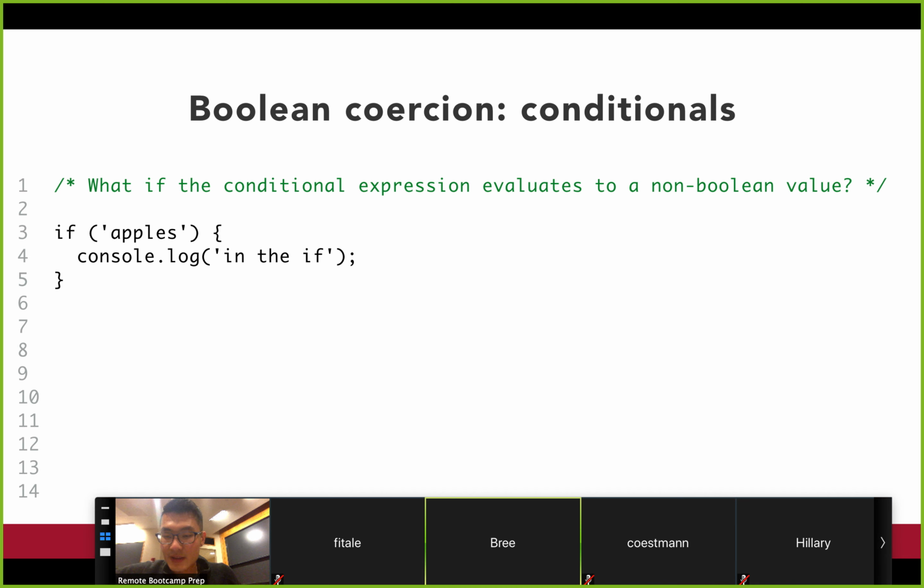Similarly, if I have something like this, an if else block, and inside of my conditional I have the string apples, same thing. JavaScript tries to coerce whatever is in between the parentheses into a Boolean, and it's going to ask, is the string apples true or false? Well, it's true because it's a string, and the only false string is an empty string. So therefore, it's going to go into the if block.